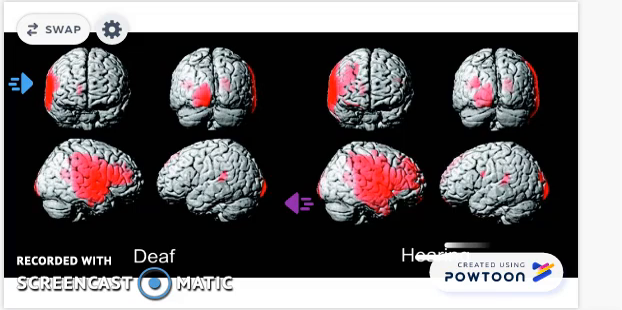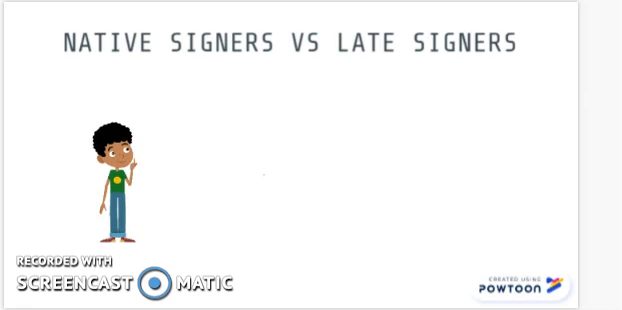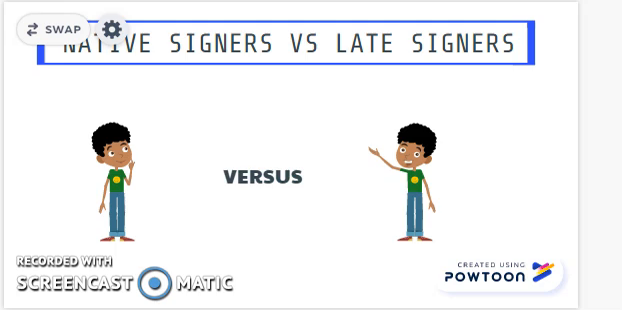The research showed that the right angular gyrus is highly activated during ASL processing, and people who learn the language from birth versus those after puberty. This study emphasized how crucial a role the right hemisphere plays in signing and understanding signing. Just a bit more on the native signers versus the late signers, just a bit of a comparison and how similar that this critical period hypothesis is.